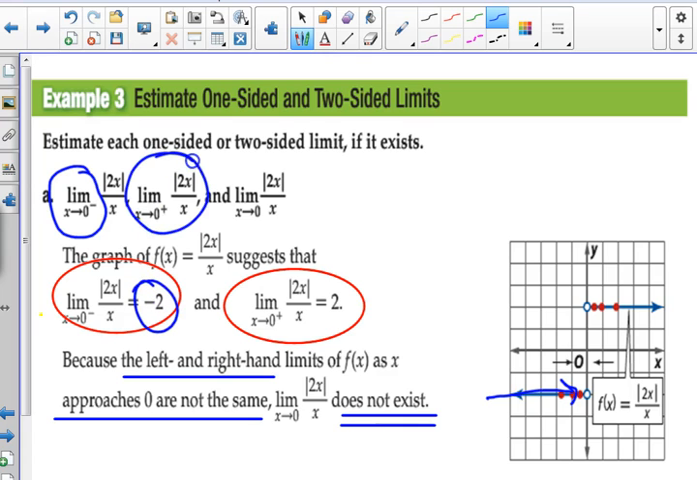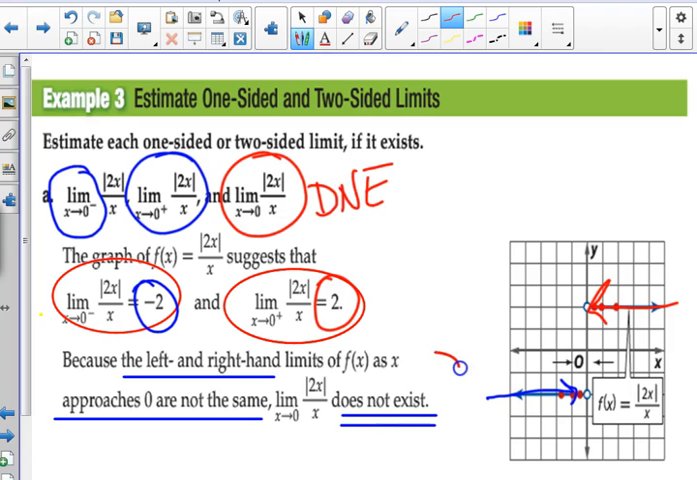Then it asks what happens as it approaches 0 from the right. So as x gets closer and closer to 0 coming from the right, this graph is up at positive 2. Okay. So what happens if I ask you the limit at 0? Since the left was approaching one value and the right was approaching another, we say the two-sided limit does not exist.